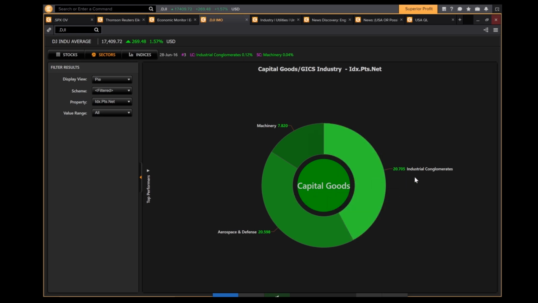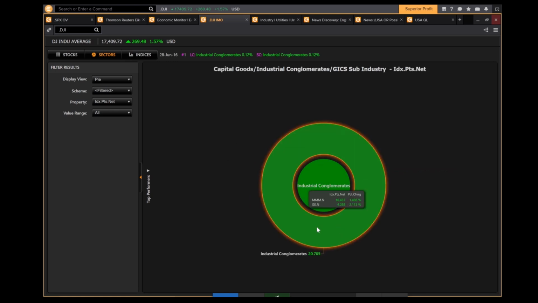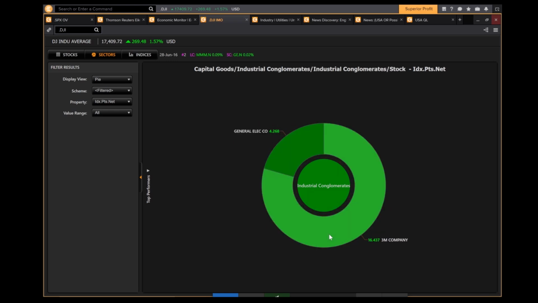Now under capital goods, we can see industrial conglomerates did best, then aerospace, then machinery. Now I can drill down further to go to industrial conglomerates and then drill down further to go to the actual company. So you can see that 3M, as far as DJI components are concerned, 3M did best.